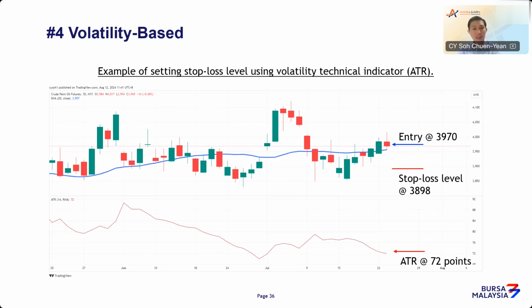So again, are you comfortable with taking 72 points of losses or not? You need to go back to the first method, the dollar-based approach, to check whether you are comfortable with taking this kind of dollar loss or not. Some commonly used multiples are one times ATR, 1.5 times ATR, or even 2 times ATR.